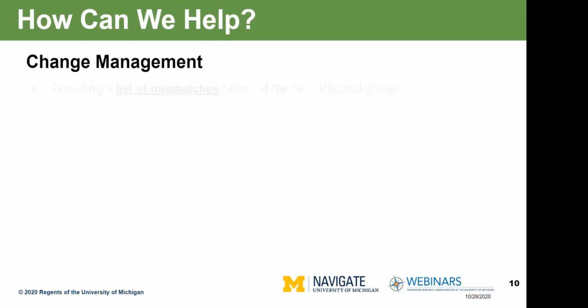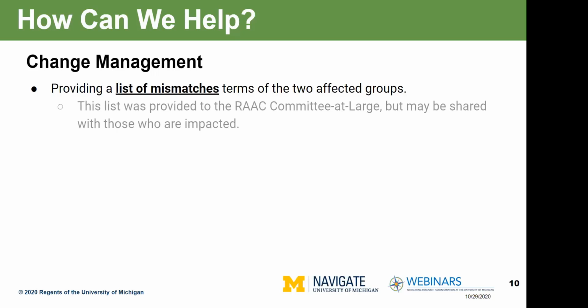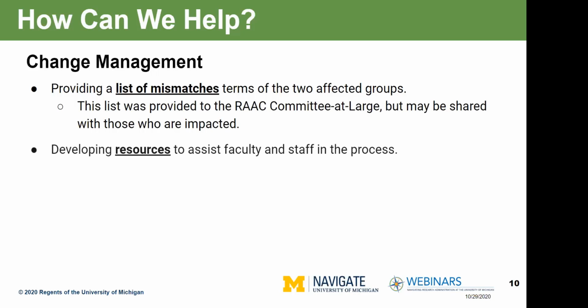So, how can we help with the change management? First of all, we've provided a list of mismatches here, and I'll talk a little bit more about that as we go through the demonstration, as well as some ways that you can prepare. A list of mismatches between the contacts in ERPM who are currently receiving the concurrence receipts versus those who will be required. So one of the things that you can do to prepare is to really make sure you're aligning those individuals in those roles. And we'll talk more about that as we get through the presentation. We did provide a list of these mismatches to the RAC committee at large that was shared earlier this week, and we're happy to share that with those who may be impacted.